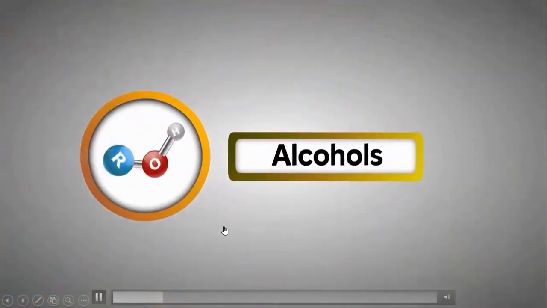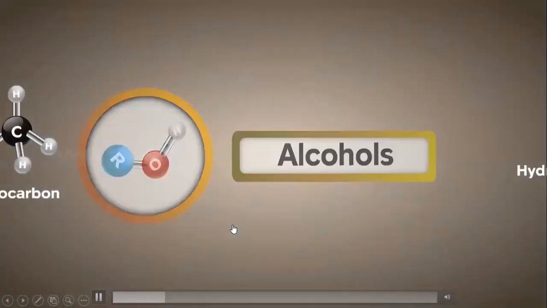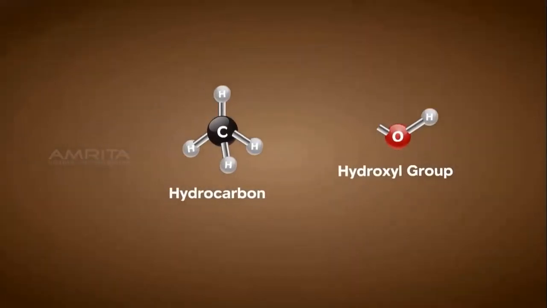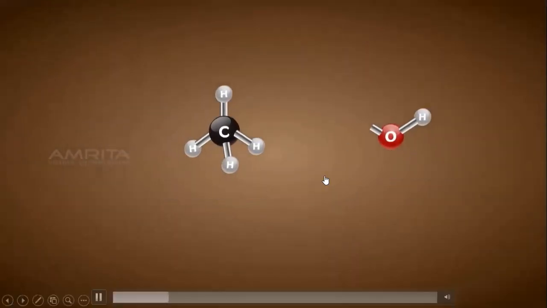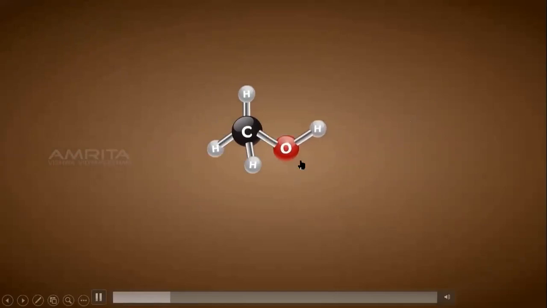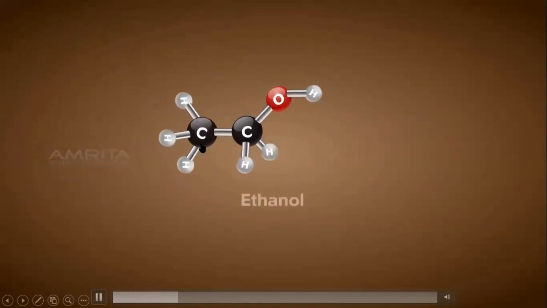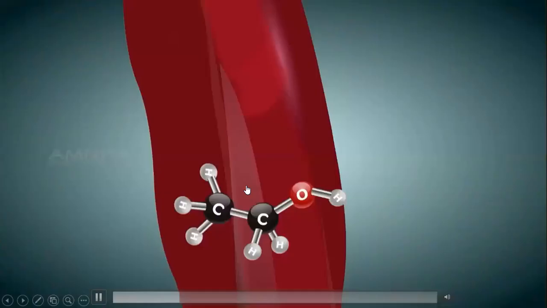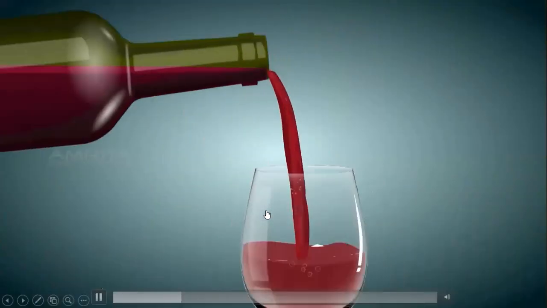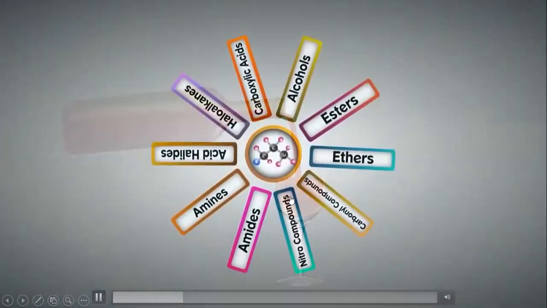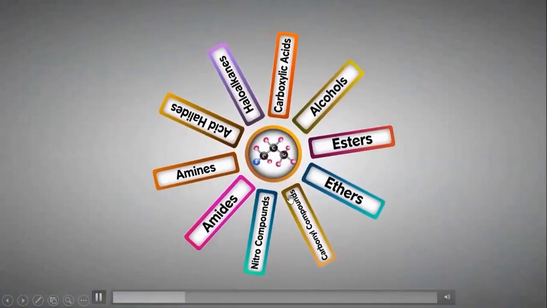The next is alcohols. Alcohols are when hydrocarbons and hydroxyl groups combine together. When one hydrogen is replaced by an OH group, then it becomes alcohol. The simplest is methyl alcohol. Then further is ethyl alcohol. It is also given the name of ethanol. It is found in beer and wine.